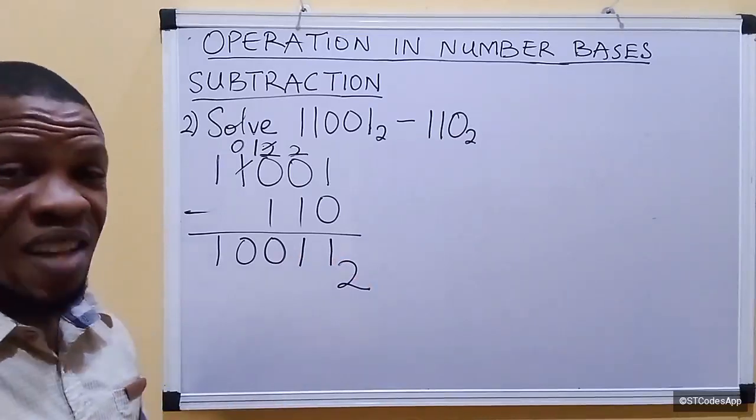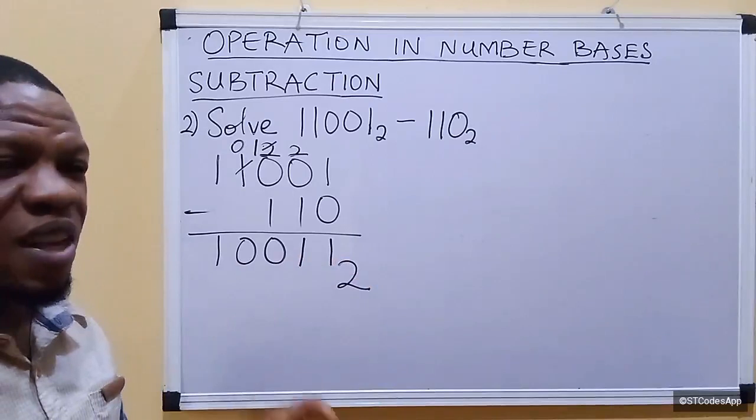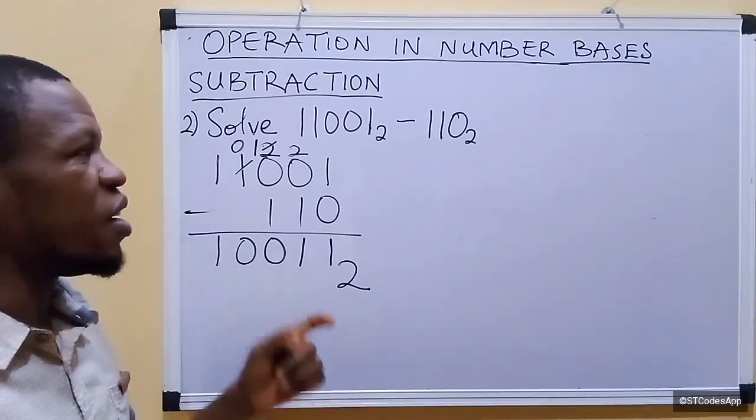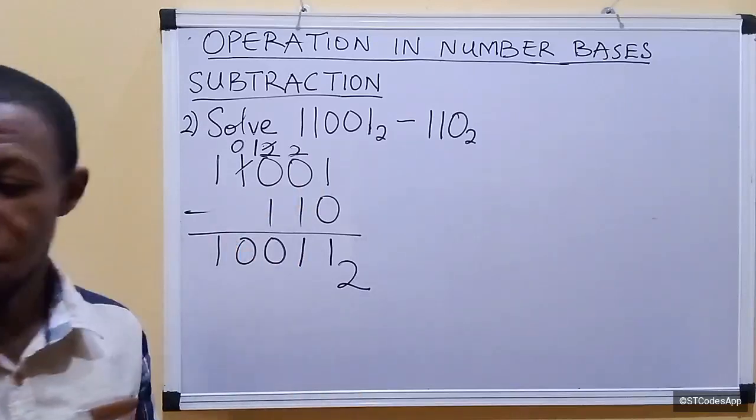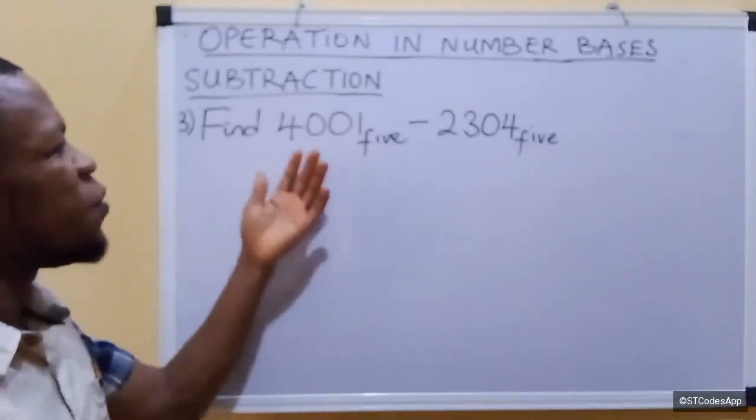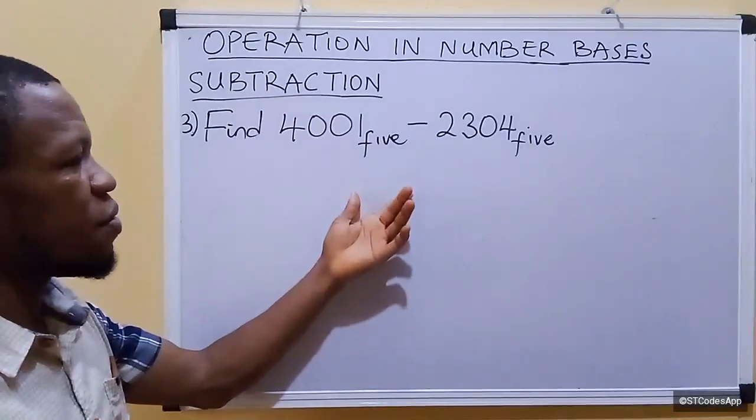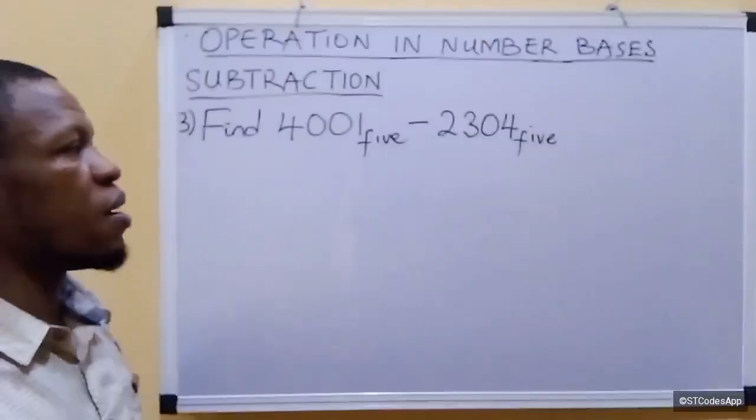I'm going to take the last example. Don't go out yet, because I want to get every step I am bringing your way in having a solution to subtraction in number bases. Now for the last example we are taking for today, we have to find 4001 in base 5 minus 2304 in base 5.